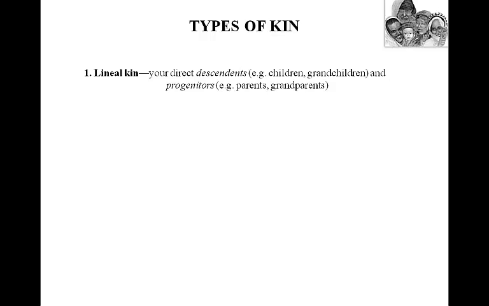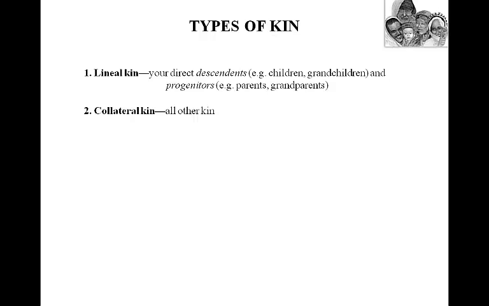Types of kin. You can classify them into two broad categories. First, lineal kin. These are your direct descendants, for example, children and grandchildren, and progenitors. These are your parents, grandparents. And then secondly, collateral kin. These are all other kin.